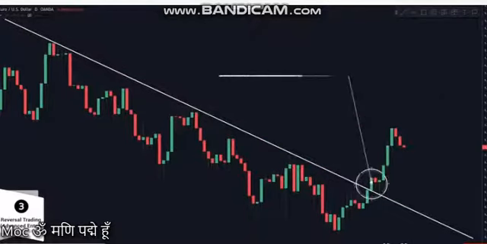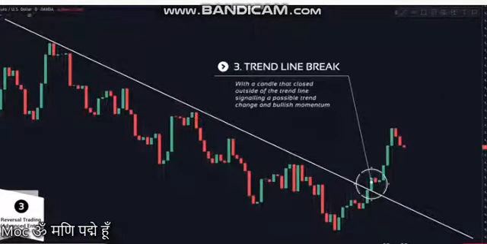Price then broke the trend line with a candle close outside of the trend line, which is the first signal of a trend change and giving you a short-term bullish bias.